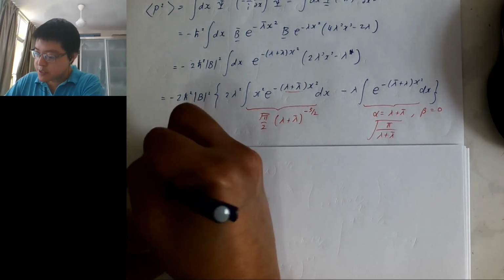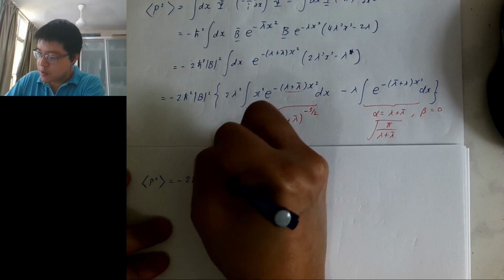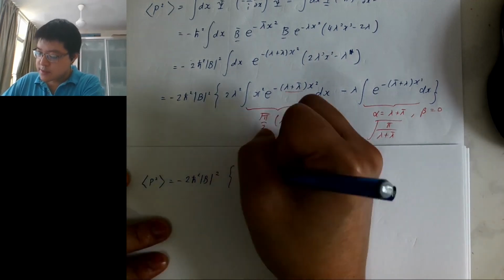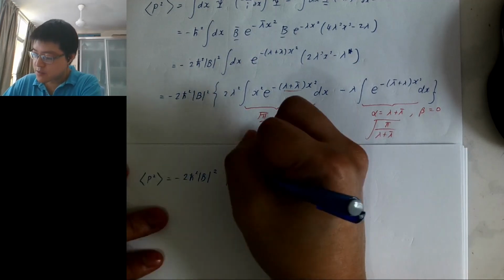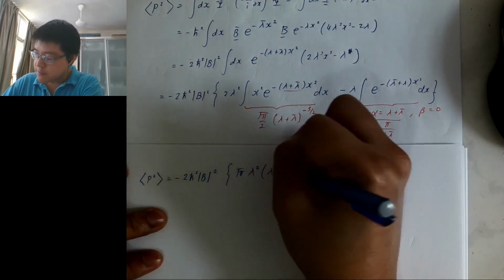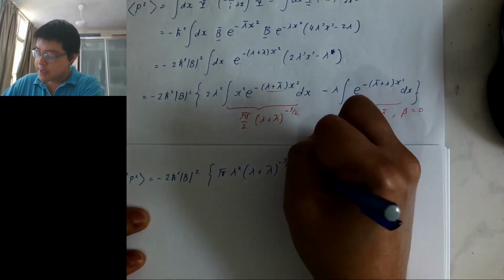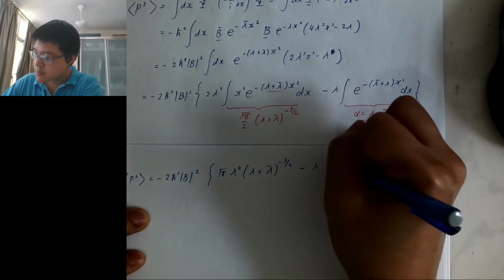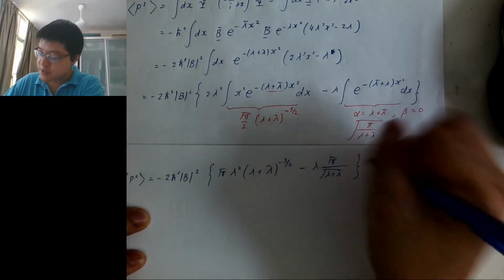So my expectation of p squared is negative 2 h bar squared b squared mod, and then this is 2 lambda squared. So 2 and this 2 will cancel, so I got root pi lambda squared over lambda plus lambda bar to the 3 half, minus lambda root pi over root of this. Okay, can't do much here.